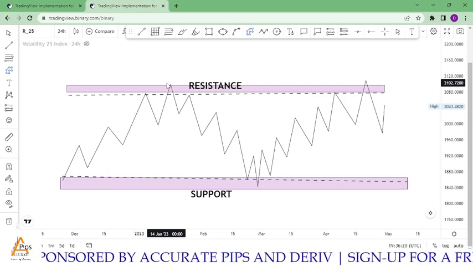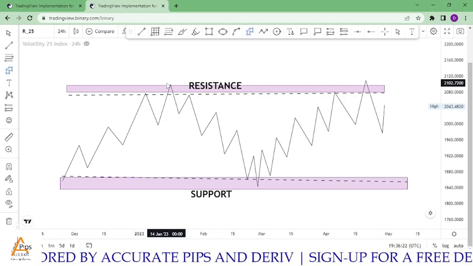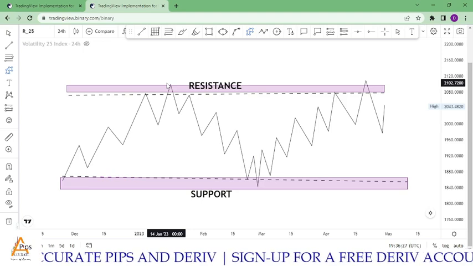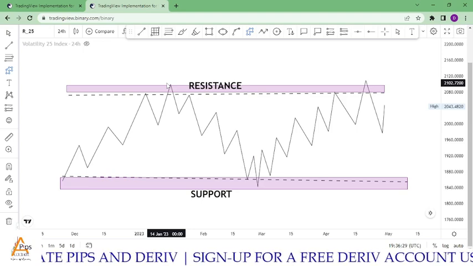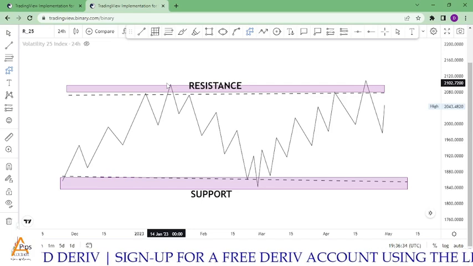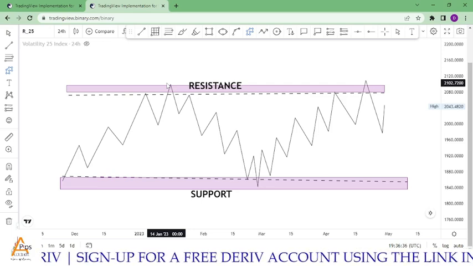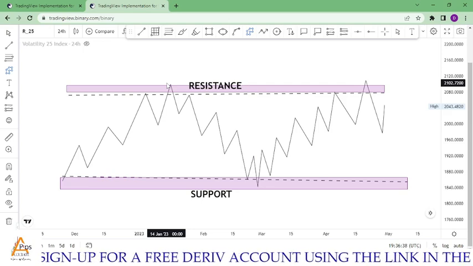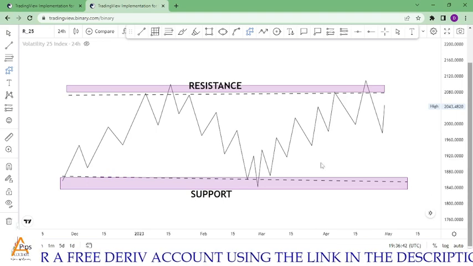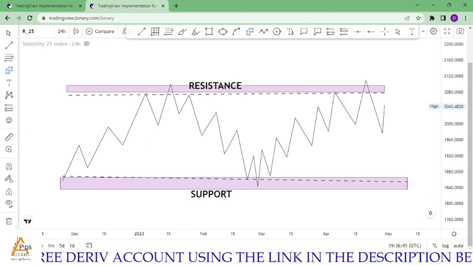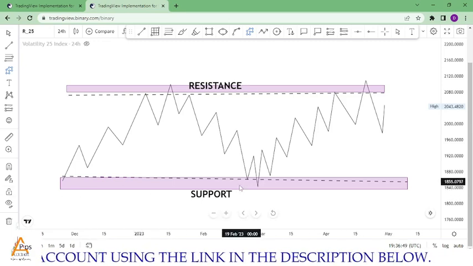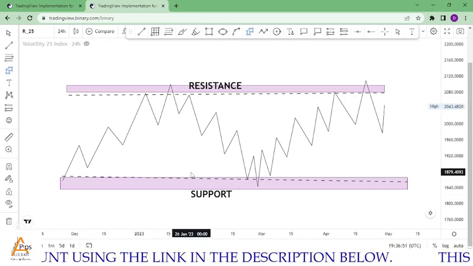So resistance is just like the ceiling in your room. When you are in your room and you raise your head, you see the ceiling. Now if you jump, because of the ceiling, you will not be able to jump out of your room. Then support is just like the floor where you step in your room. Because of the floor, you will not be able to fall and go beneath the ground. You are static at the point where your floor is. All right, so that is how support and resistance work.